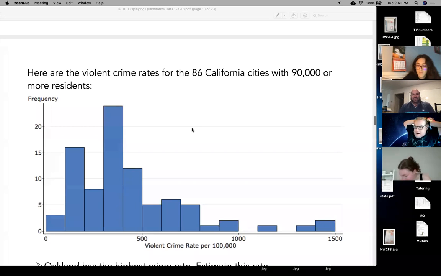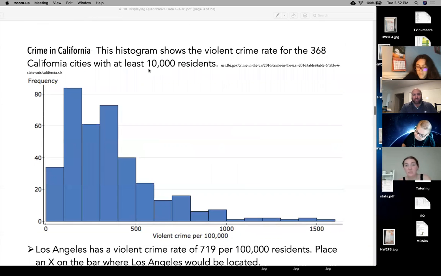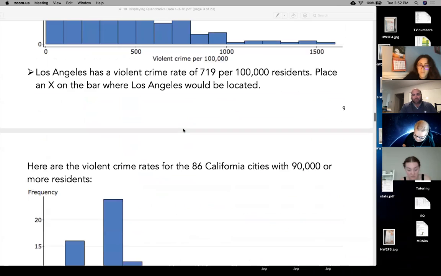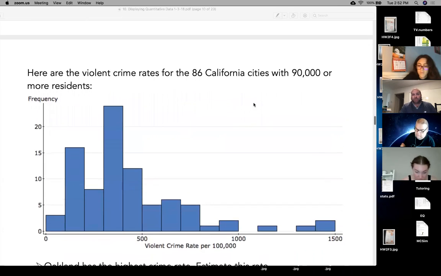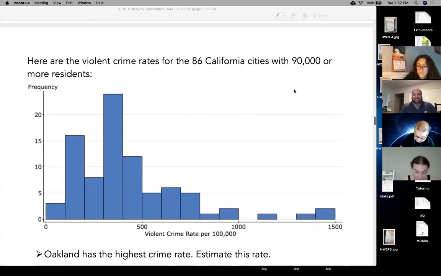All right, so here are the violent crime rates for the 86 California cities with 90,000 or more residents. This one was over 10,000 residents, so there were 368 cities of over 10,000 residents. And here are the 86 cities with 90,000 or more residents. Oakland has the highest crime rate. Estimate this rate. What is the crime rate in Oakland? Approximately.